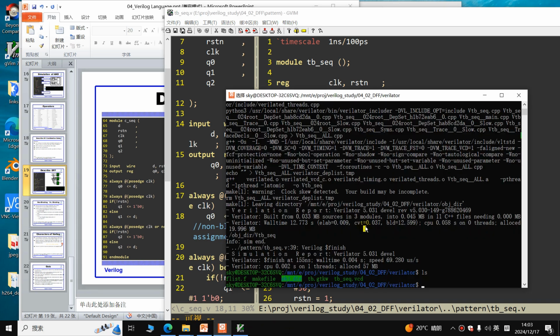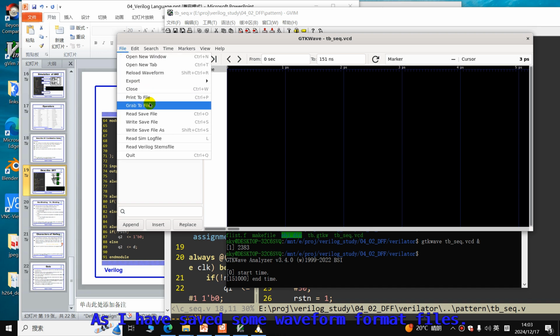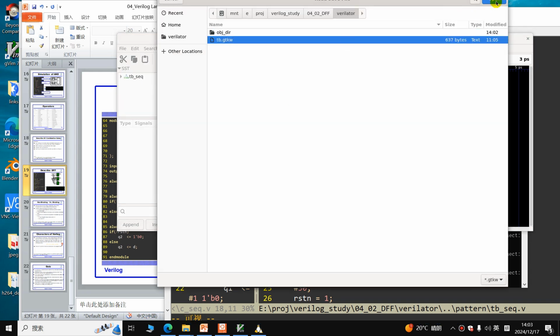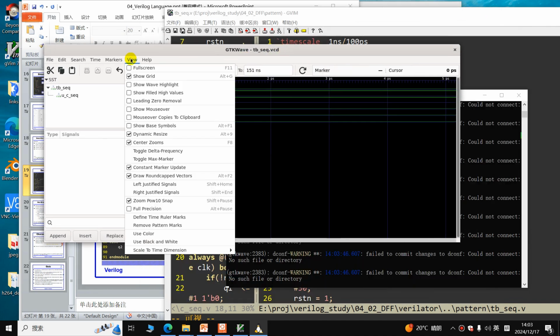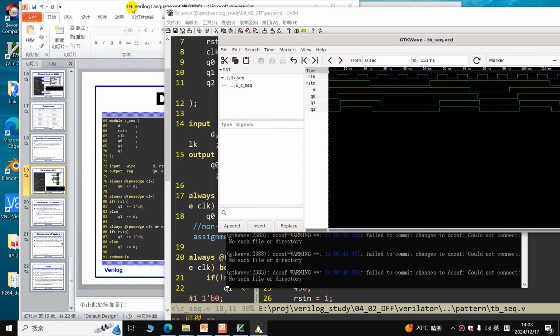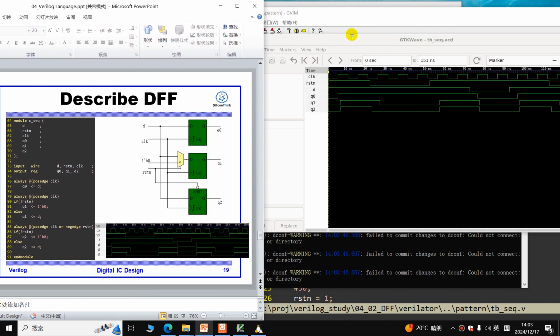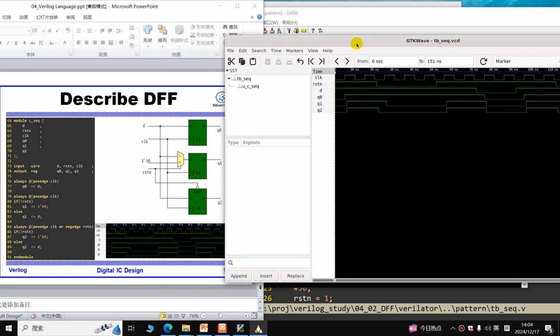Okay, let's use GTKWave to view the signals. And I have received some waveform format files, so we can just load it. Okay, load it. Okay, let's check the function one by one.